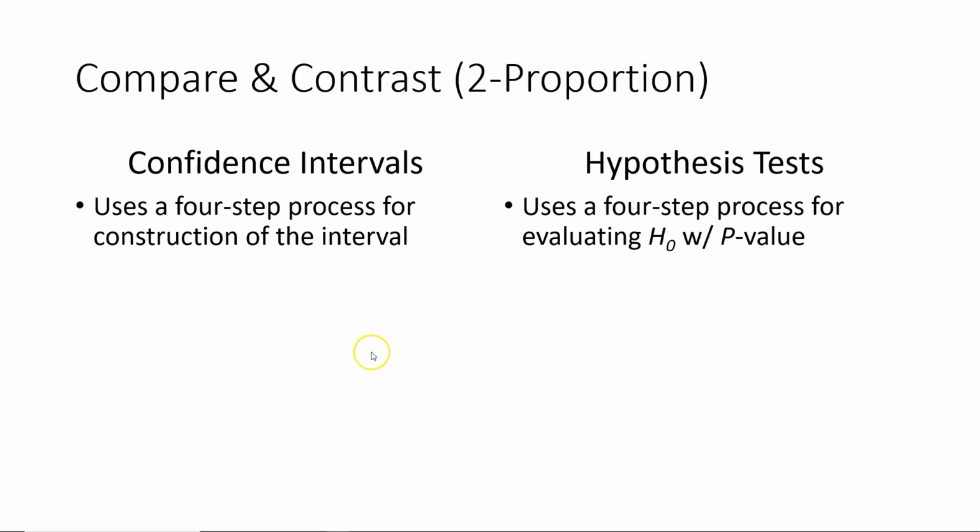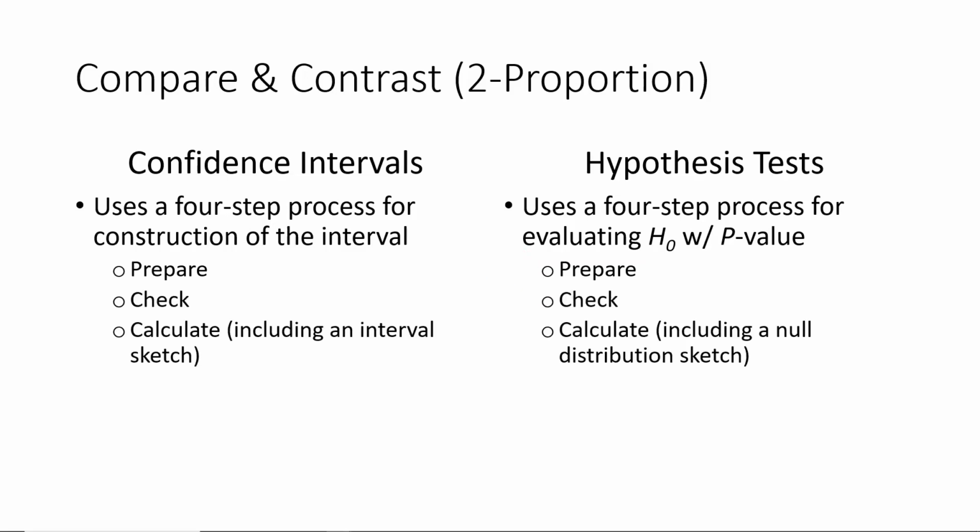So for confidence intervals, that means a four-step process for constructing an interval. For hypothesis tests for two proportions, that means using a four-step process for evaluating the null hypothesis with the p or probability value. And again, the steps are exactly the same as we've seen before for both of them. There's a prepare step, a check step, a calculate step involving an appropriate sketch, and then lastly a conclude step at the end of the process.